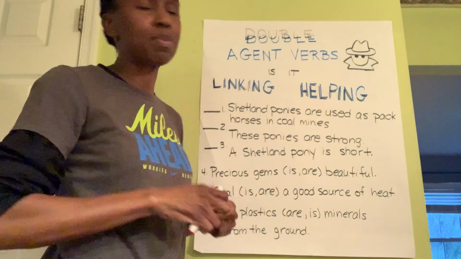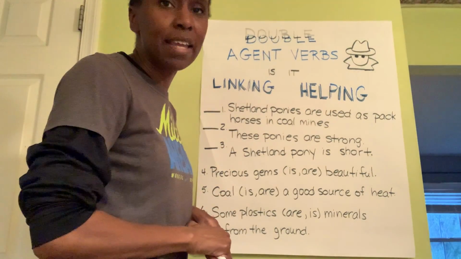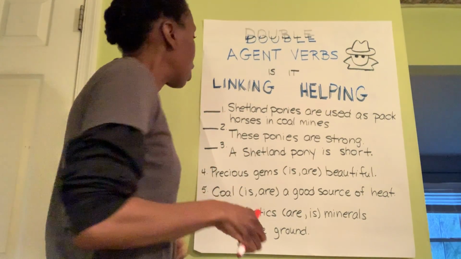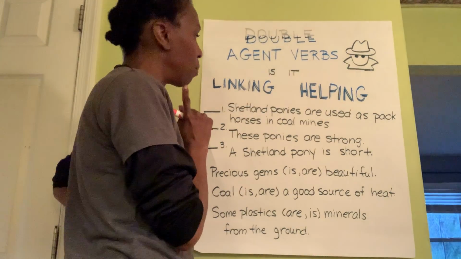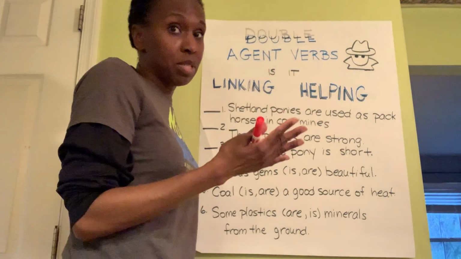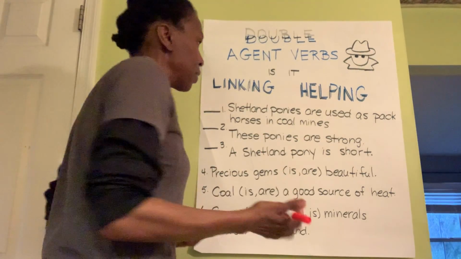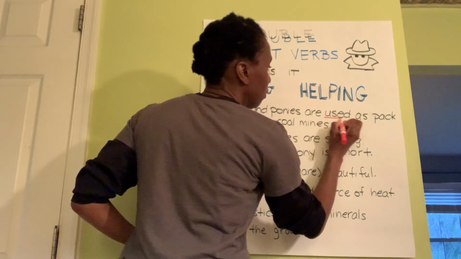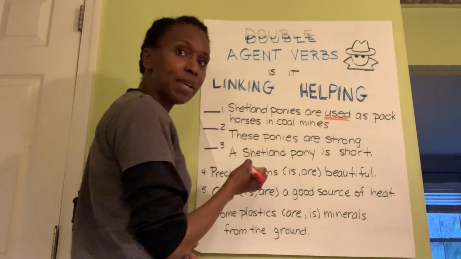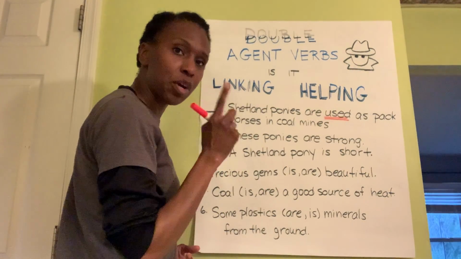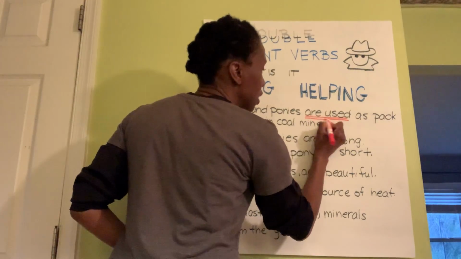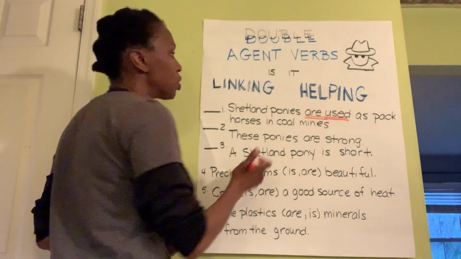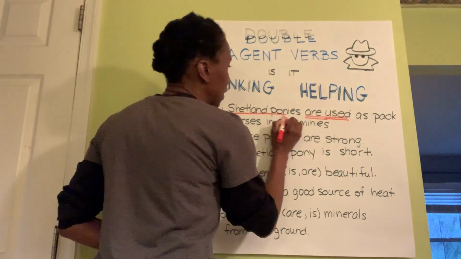Okay, and they have the verbs underlined. I'll see if we can find them first. We're going to do a little extra work. All right, it says Shetland ponies are used as pack horses in coal mines. Just like any other sentence, I would look for my verb first, and I see used. When I look right in front of it, I see one of those pesky verbs: am, is, are, was, were. It's right here. So it's are used. That's my verb. Who or what are used? Shetland ponies. Okay, that's my subject.